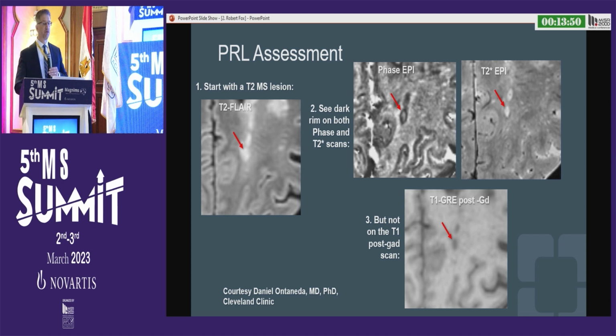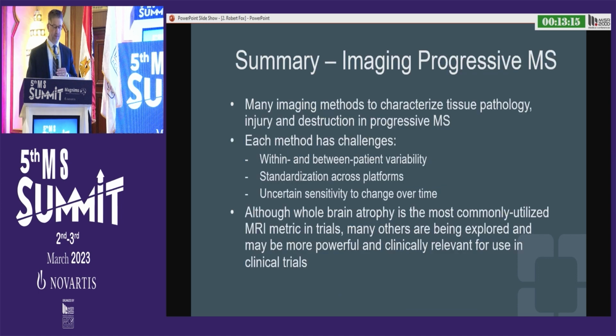Then we go on to a third step and look at the post-contrast T1 weighted image and make sure that there is no gadolinium enhancement, because gadolinium enhancement can create what appears to be a phase rim, but we don't consider them phase rim lesions because those are the active inflammatory lesions, the focal inflammation. So those are the steps used to define phase rim lesions. By measuring their development and their disappearance, we think we are capturing something about the chronic compartmentalized inflammation. I know that was very brief, but let me summarize.